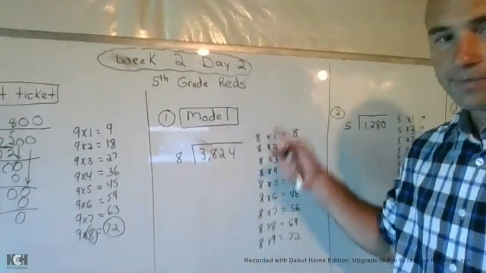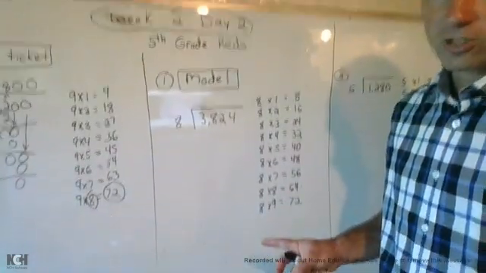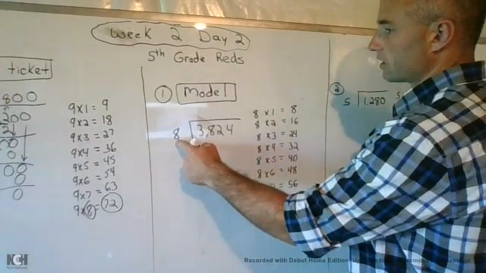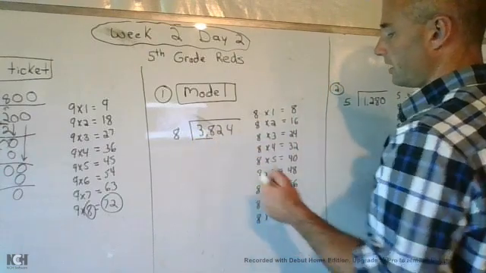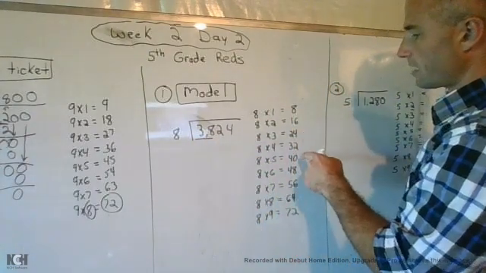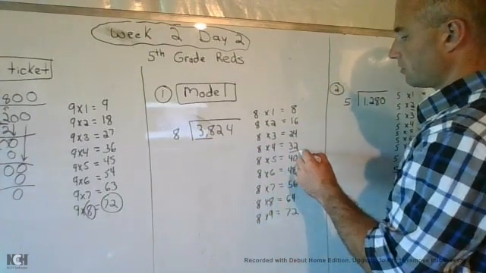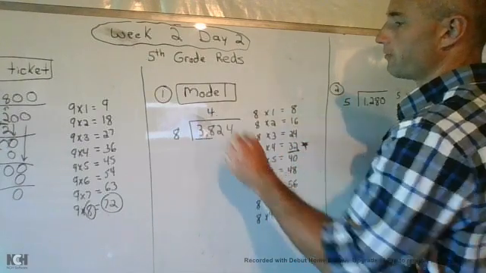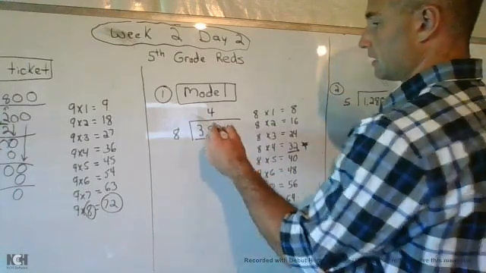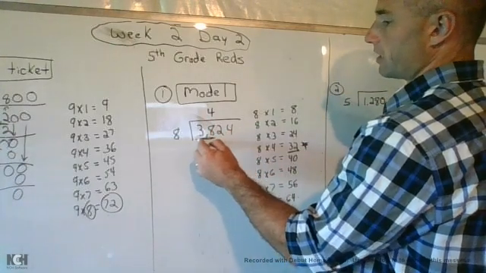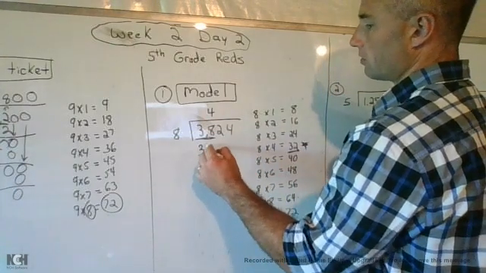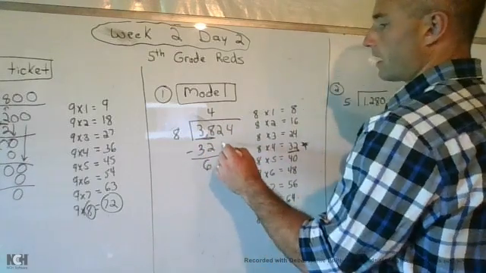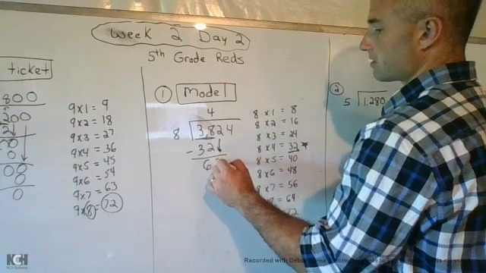So I did my 8 times tables for starters. Next, I checked to see how many 8s can go into 38. Closest I can get to is 32, which is 4 times. Put the 4 above the 8 of the 38. 4 times 8 equals 32. I subtract to get 6. I bring down the 2 that's in the tens place.